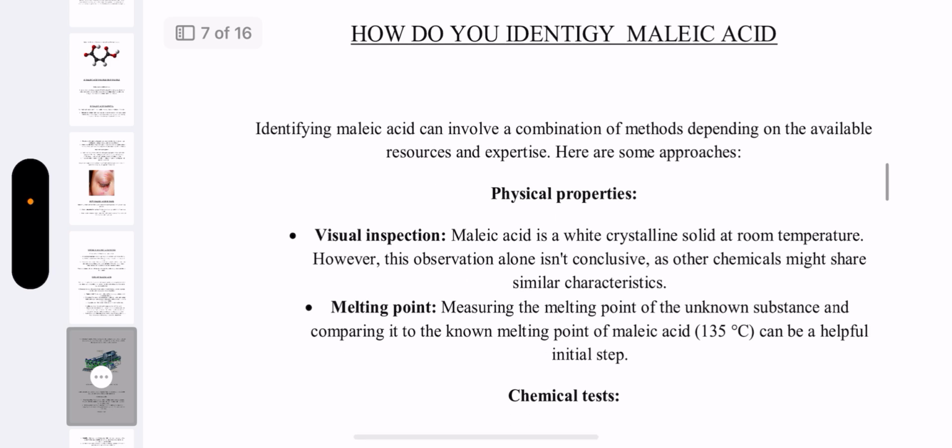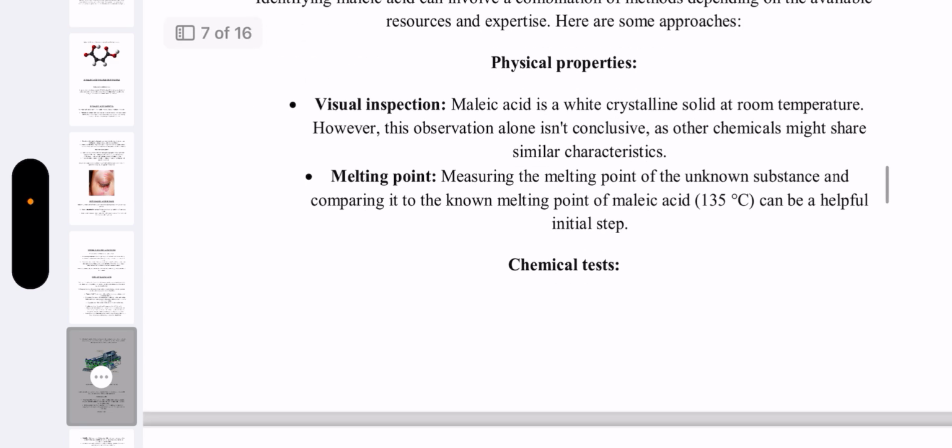How do you identify malic acid? Identifying malic acid can involve a combination of methods depending on the available resources. Physical properties: malic acid is a solid at room temperature, however, other chemicals might share similar characteristics. Melting point: determining the melting point of a substance and comparing it to the known melting point of malic acid can be helpful in initial steps.